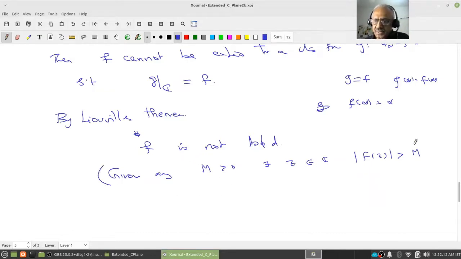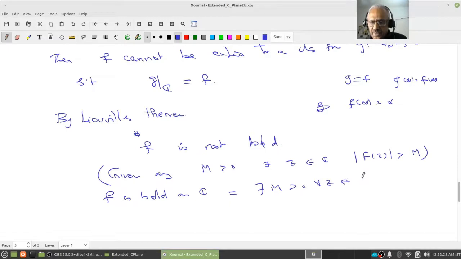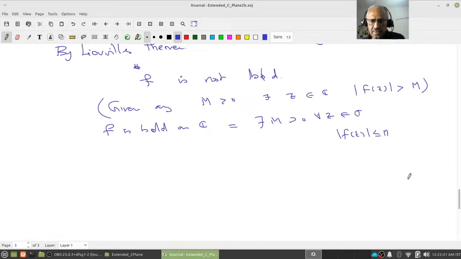So this is the negation of the statement. f is bounded on C would mean there exists M positive, so that for all z in C, mod f(z) is less than or equal to M. So what is the negation? For every M positive, I can find one complex number z so that mod f(z) is greater than M. This is a negation.